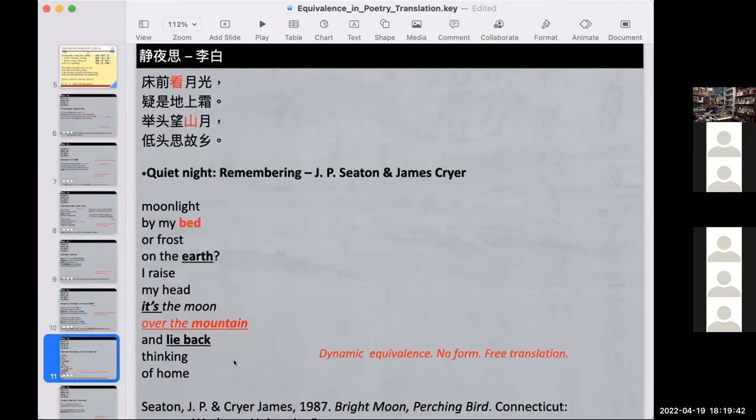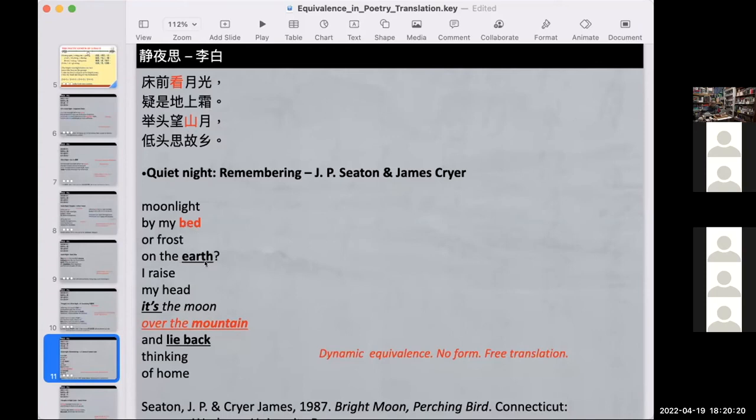by Seaton, JP, and Creyer James. And this one is a very free translation. Look at the poem. It's really free verse. And he's again using the old version, or the second version, Ken Yue Kwang and Wang Shen, instead of Mingyue Kwang and Wang Mingyue. So look at these short lines. Moonlight, just one word in one line. Moonlight on my bed, or frost on the earth.